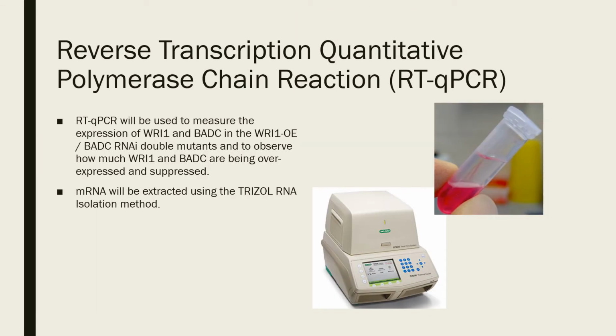Reverse transcription quantitative polymerase chain reaction will be used to measure the expression of Wrinkled-1 and BADC in Wrinkled-1 overexpressor BADC RNAi double mutants to observe how much Wrinkled-1 and BADC are being overexpressed and suppressed. mRNA will be extracted using the TRIzol RNA isolation method.